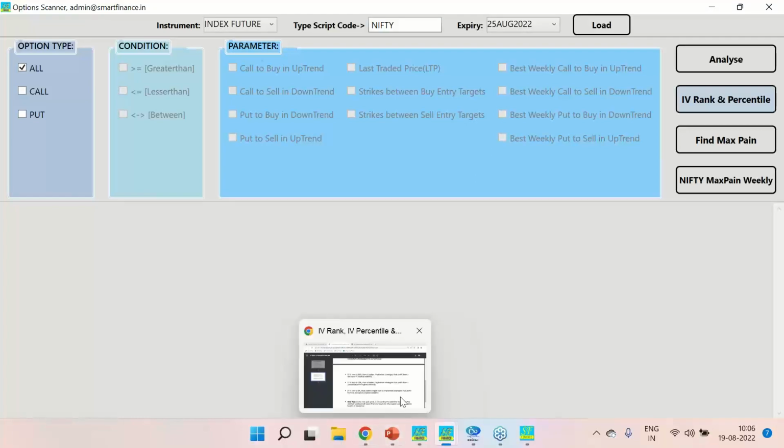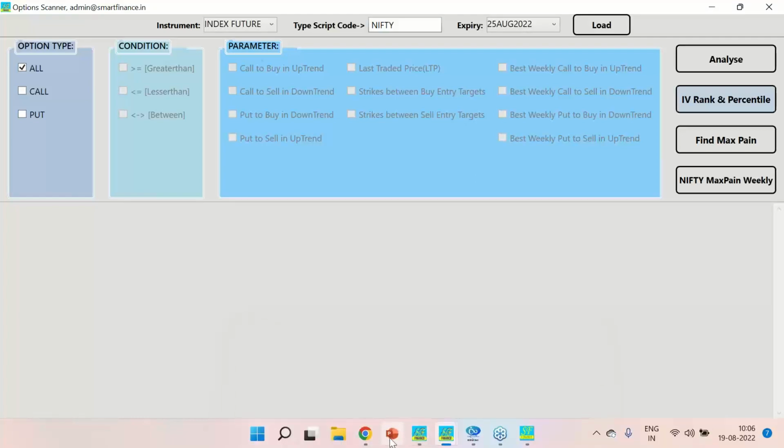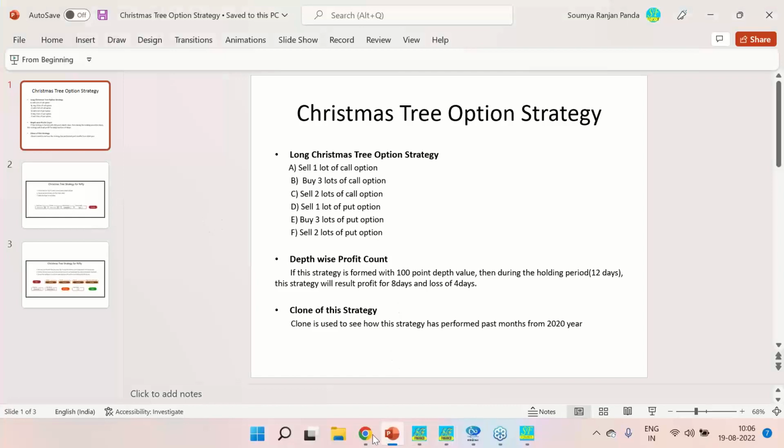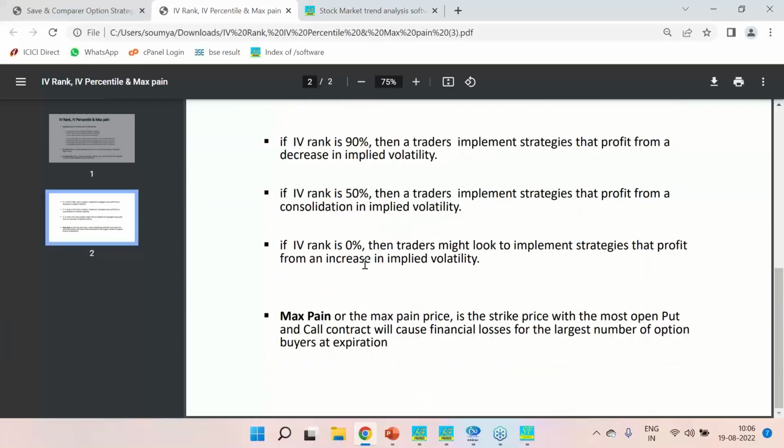So repeat that same stage once more. For example, if the IV rank is 90%, then traders implement strategies that profit from a decrease in implied volatility. If it is 50%, then the trader implements strategies that profit from a consolidation in IV. If it is 0%, strategies that profit from an increase in implied volatility.